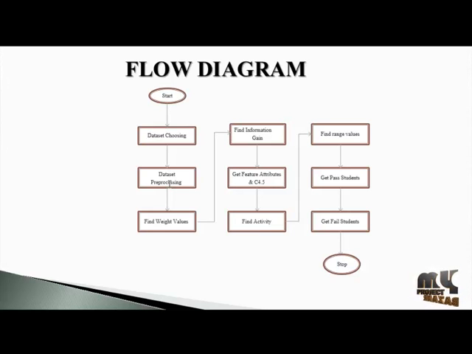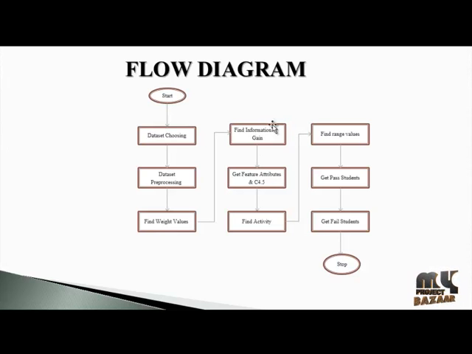That trained data set is then stored in the database, and then we find the weight values. The weight values are similar to the information gain process. To find the weight values, for each attribute we count how many values are repeated or overlapping. Then it goes to the next process, information gain.